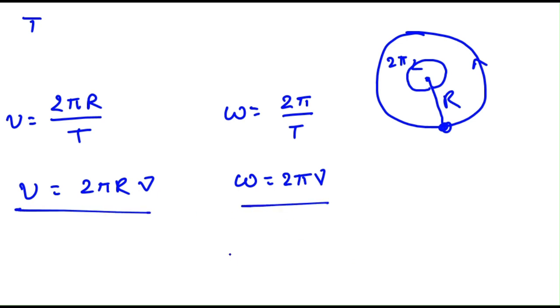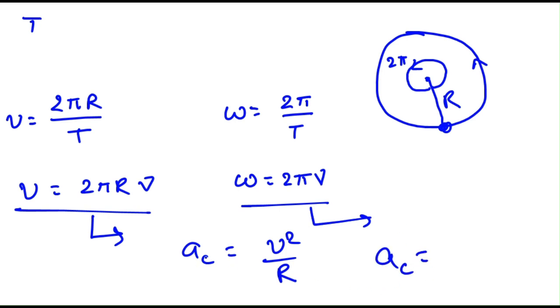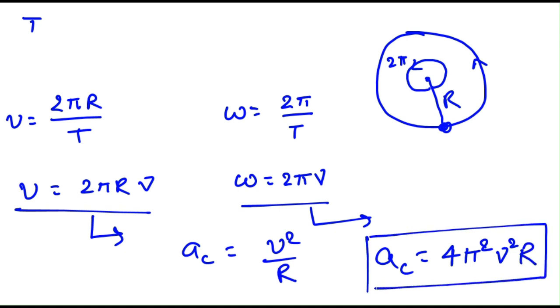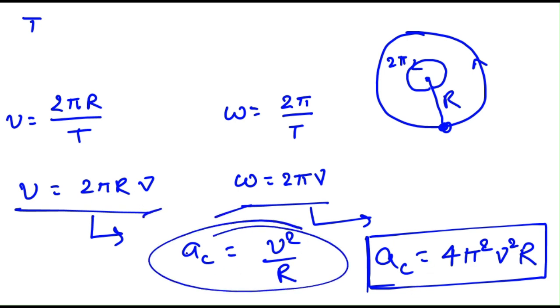Now, centripetal acceleration. This centripetal acceleration is nothing but v square by r. Instead of v square, you can write the square of this expression, and with these two formulas you can write several different forms of the centripetal acceleration. One form I'm writing here, which you can verify by yourself, is 4 pi square nu square r. You can verify this equation by using these two things.